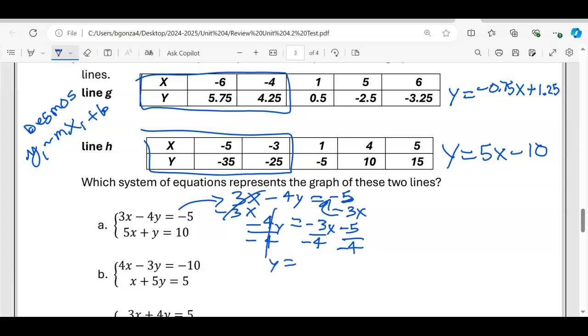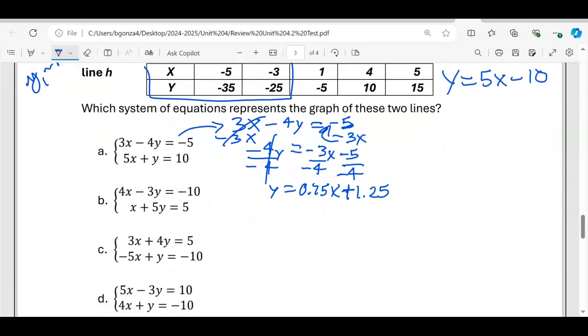Get y equals, now negative divided by negative is a positive. 3 divided by 4 is 0.75x. -5 over -4 is a positive, and 5 divided by 4 is 1.25. Now look, does this equation match this equation? It would be almost a yes, except for this one has a negative here, and this one does not have a negative here. Okay, so that first equation cannot be this. So that's going to be a no.